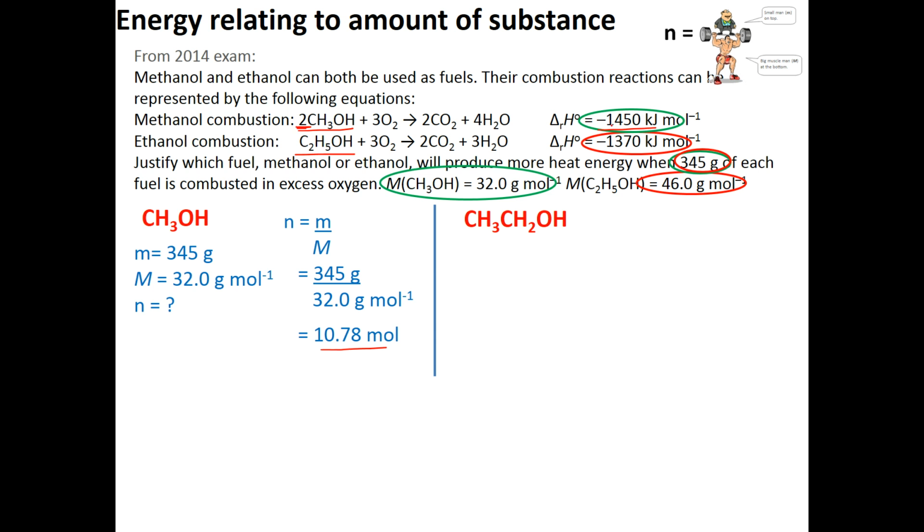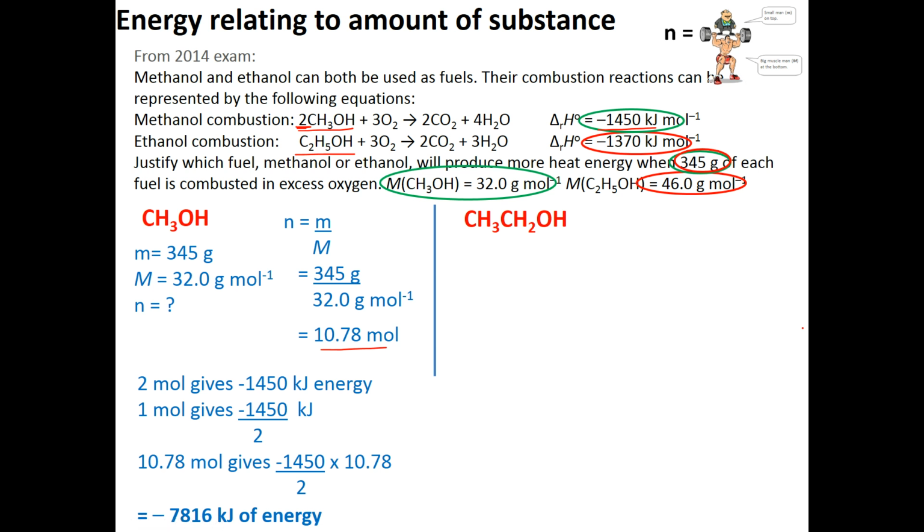So 1 mole will give you half of 1,450. So to work it out, we just simply say 2 moles gives you 1,450, so 1 mole gives you half of that. So 10.78, we just simply take this value and multiply by 10.78, and this is our value, 7.816, or if we want to use it to 3 significant figures, it'll be 7.82 times 10 to the 3 kilojoules of energy is being released. So we can make it negative to show that energy is released.